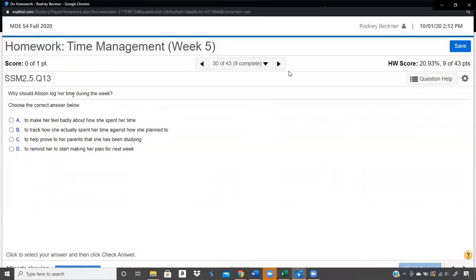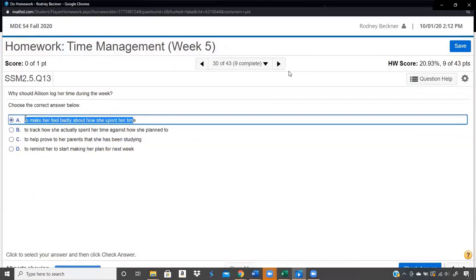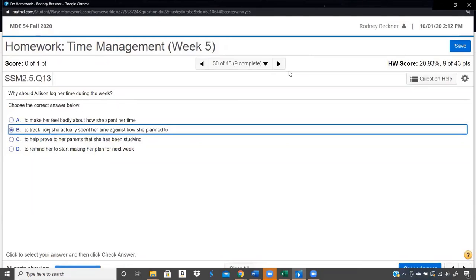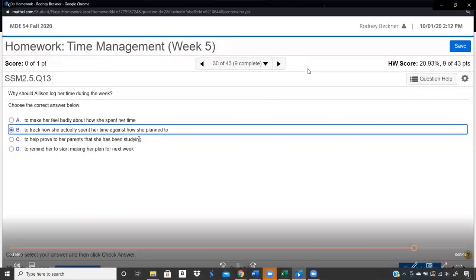Why should Allison log her time during the week? To make her feel badly about how she spent her time. That's the goal here. We want to make people feel bad, right? No, exaggerating. To track how she actually spent her time against how she planned to. I feel like we already confirmed this in a previous one, but let's see. To help prove to her parents that she has been studying. Well, that might be you, but probably not the answer.